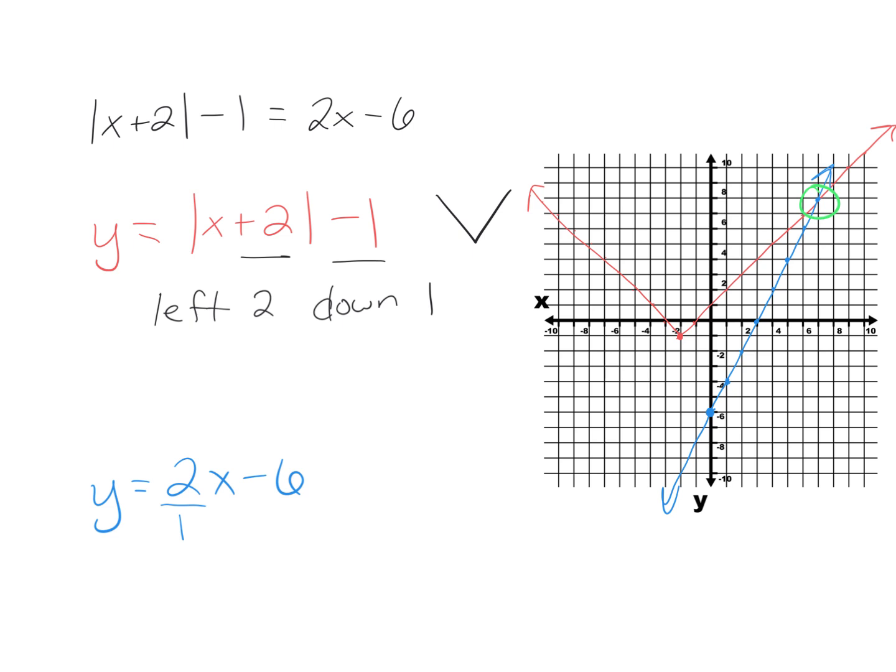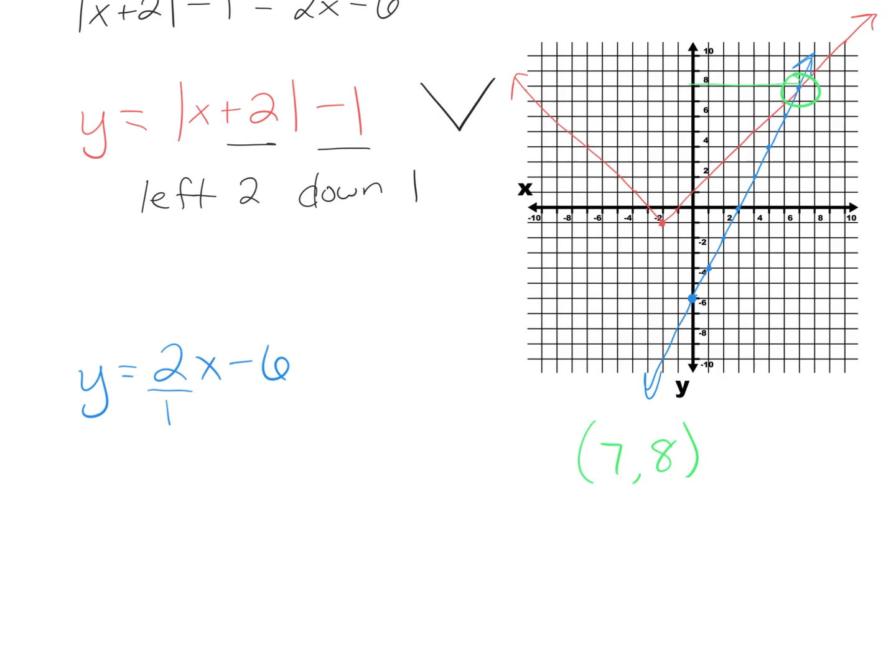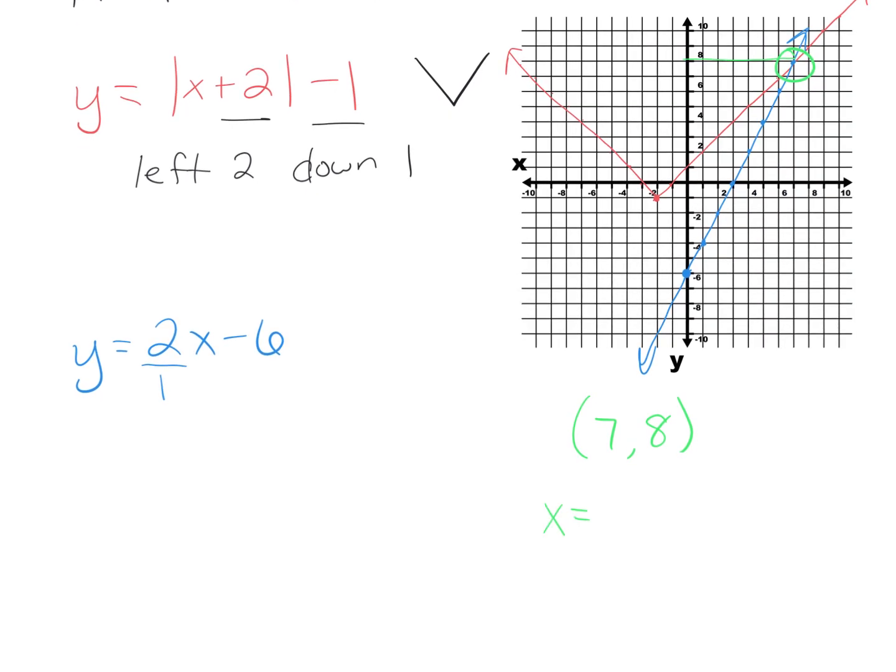How would I write that as a solution? 7, 7? Is it 7? It's kind of tricky. It is 8. Kind of tricky. 7, 8 is our coordinate solution. What would my x value be? 7, y is 8. Yep.